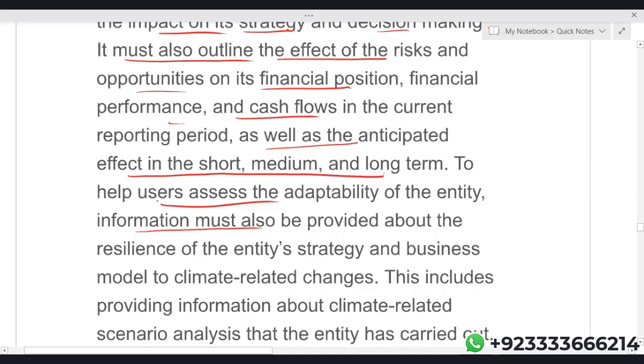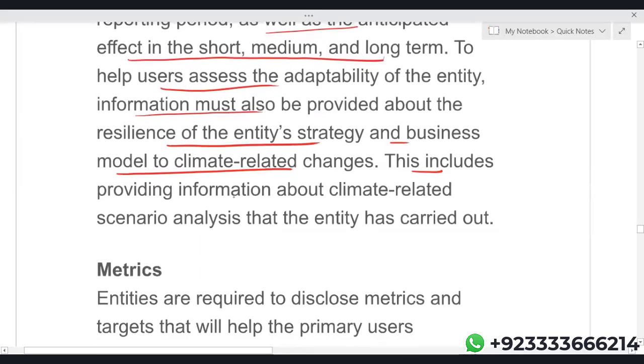Help users assess the adaptability of the entity. Information must also be provided about the resilience of the entity's strategy and business model to climate-related changes. This includes providing information about climate-related scenario analysis that the entity has carried out.